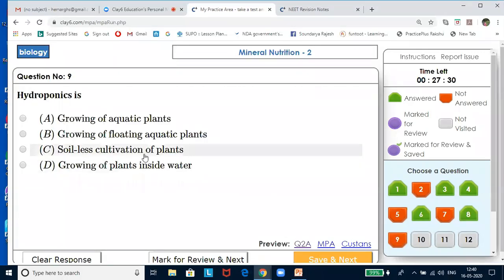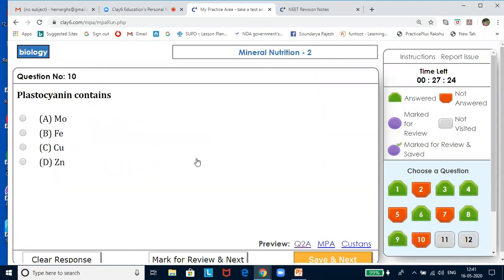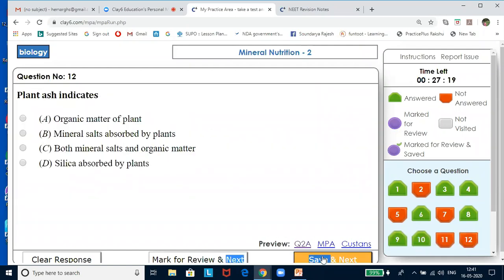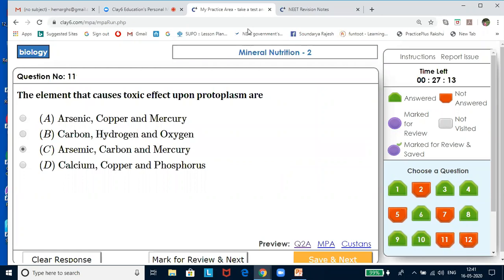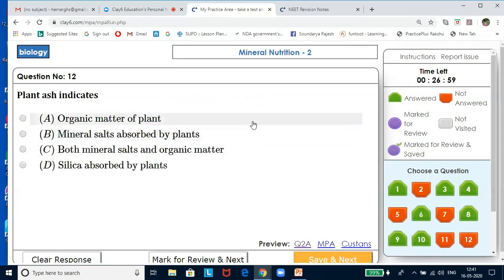Hydroponics is soilless cultivation of plants. Plastocyanin contains copper. The elements that cause toxic effect upon protoplasm are arsenic, copper, and mercury. Plant ash indicates mineral salts absorbed by the plants.